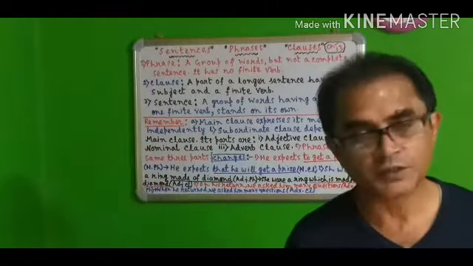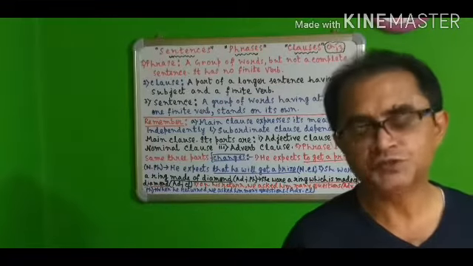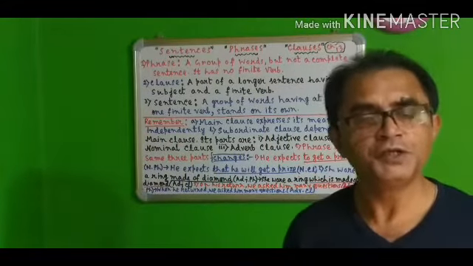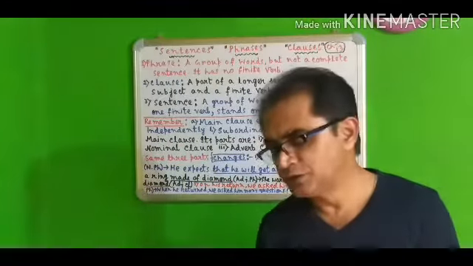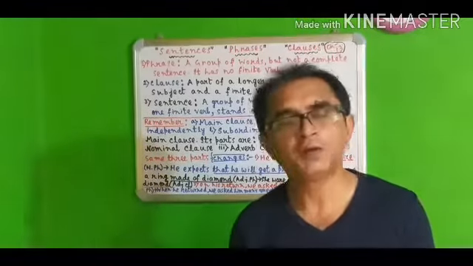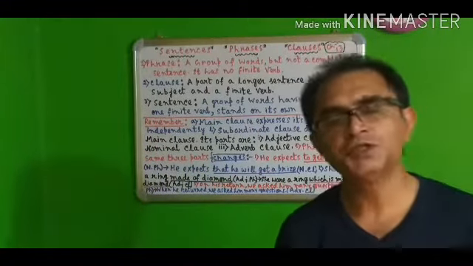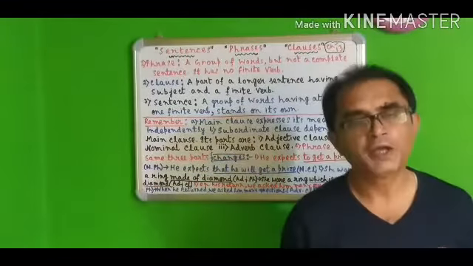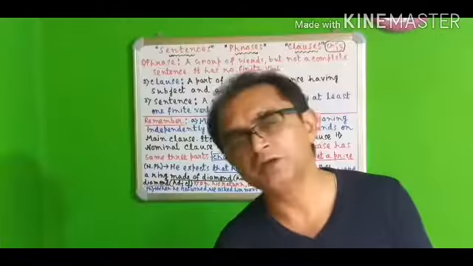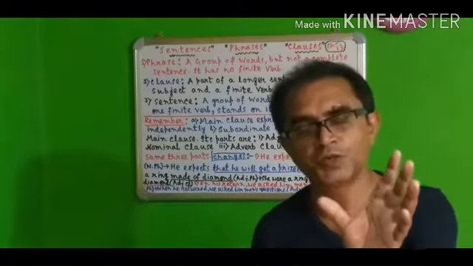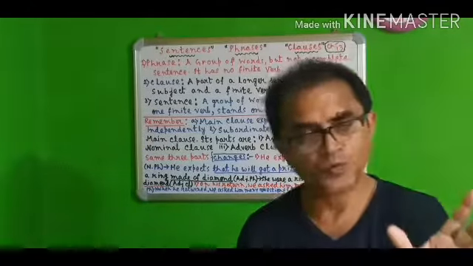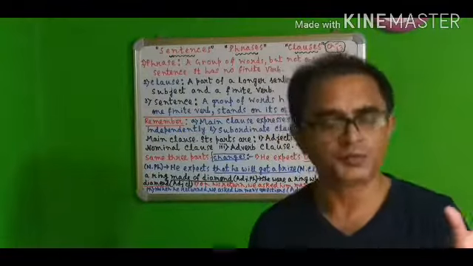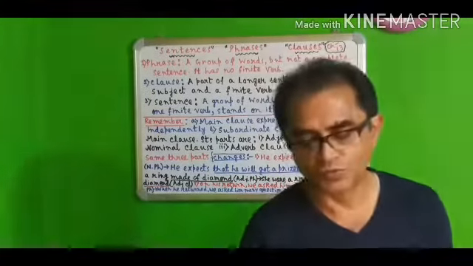Third example of a noun phrase: he denies stealing the money. D-E-N-I-E-S, he denies stealing the money. Stealing the money is a noun phrase, and we can change it into a noun clause in this way: he denies that he has stolen the money. That he has stolen the money, this part has been put after the verb denies. It is functioning as the object to the verb denies, so it has become a noun clause.